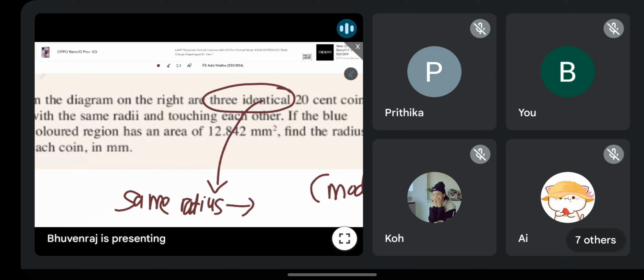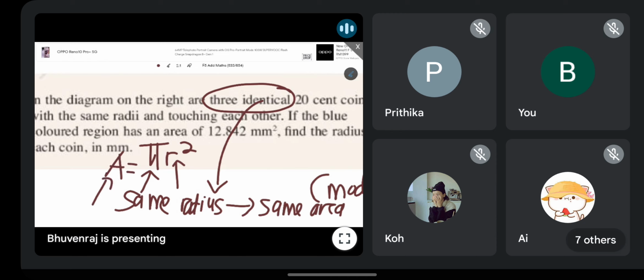Kalau jejari dia sama, apa lagi kuantiti dalam bulatan tu sama? Very good. Same radius means same area. Because area of circle, what is the formula, guys? Pi r square. If r is constant, pi is also constant. Means your area is also constant. Everything is same. Understand, guys? So this is the concept over here.